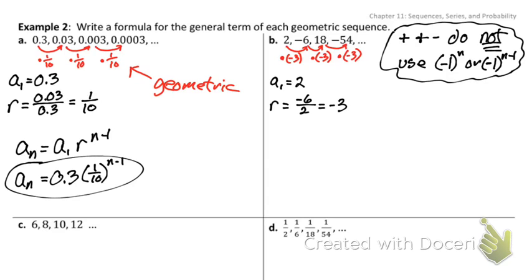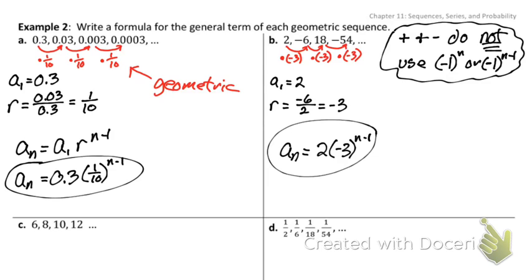I do not have to worry about that negative 1 to the n or negative 1 to the n minus 1. I'm just going to treat this as any other geometric sequence, and my formula is going to be a sub n equals my first term, 2, times my common ratio, negative 3, to the n minus 1, and I am done. The only time we have to even think about adding these on is arithmetic sequences. In geometric, don't worry about it. It will take care of itself.